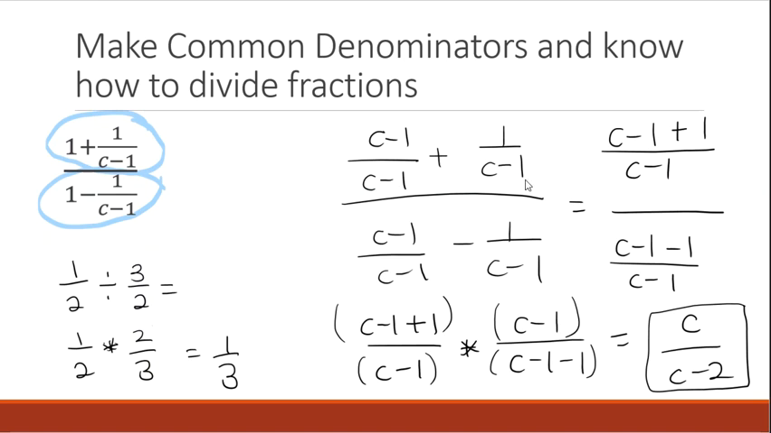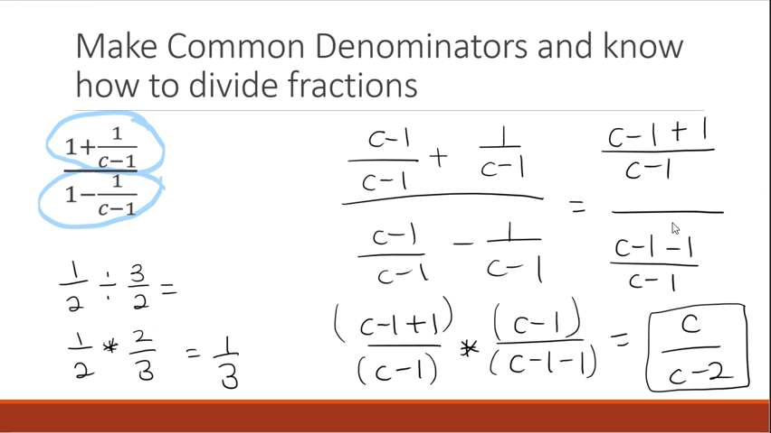Okay, so let's just focus on this top term first. Let's combine these two terms. So that's c minus 1 plus 1 over the common denominator, c minus 1. Okay, that's that top term there. Same thing on this bottom term. Common denominator, c minus 1. So 1 equals c minus 1 over c minus 1. Let's combine these two terms. So that's c minus 1 minus 1 over the common denominator c minus 1. Okay, so we have a top term, we have a bottom term.